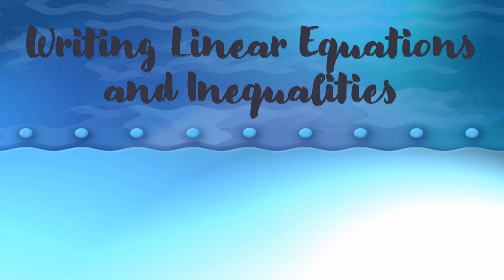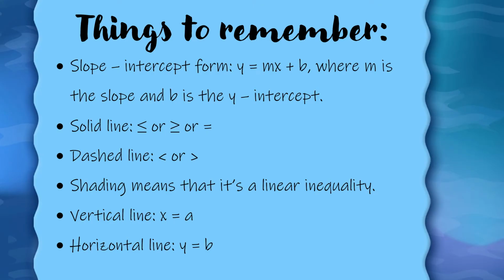This video is going to teach you how to write linear equations and inequalities given a graph. A couple things to remember about graphing linear equations and inequalities is that the slope-intercept form is y equals mx plus b, and remember that m represents the slope and b represents the y-intercept. When we look at a graph, we're going to look at the difference between an inequality and an equation.